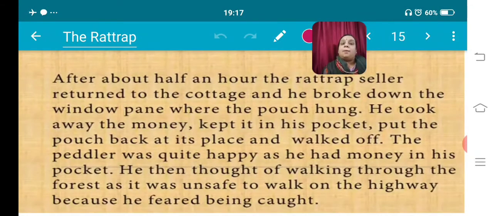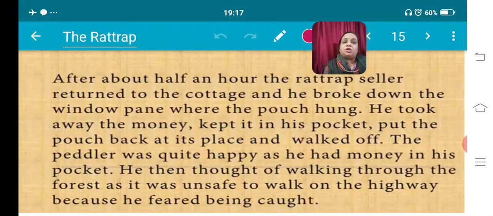After about half an hour, the rat trap seller returned to the cottage and he broke down the window pane where the pouch hung. He took away the money, kept it in his pocket, and put the pouch back in its place and walked off. Then the peddler was quite happy as he had money in his pocket.